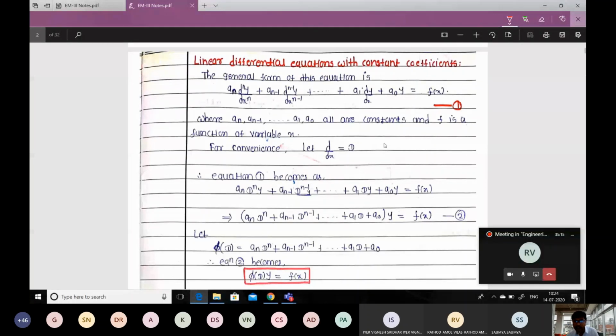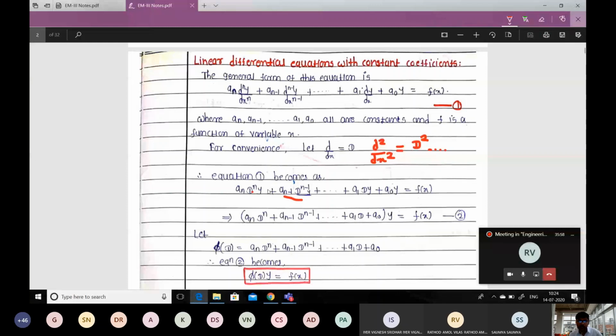Obviously d by dx is equal to D. That means d2 by dx square has to be equal to D square, and so on. If d by dx is equal to D, then d2y by dx square has to be D square y, like that. So look at equation number 1. The constant an stays as it is, D to the power n, because we are putting d by dx equal to capital D. So it is an D to the power n y plus an minus 1 D to the power n minus 1 y, the second term, and so on up to a1 D plus a naught times y is equal to f of x.